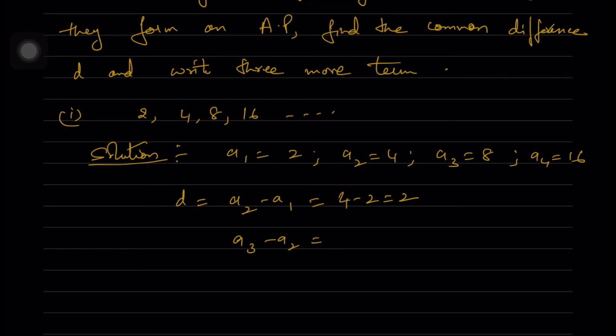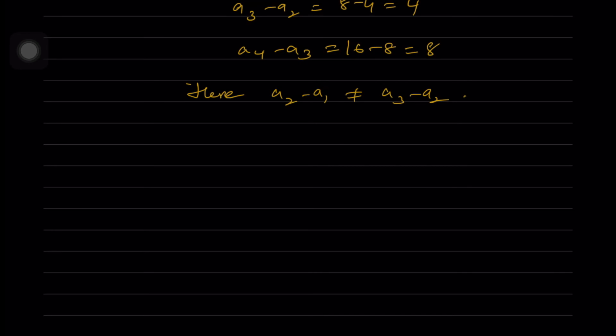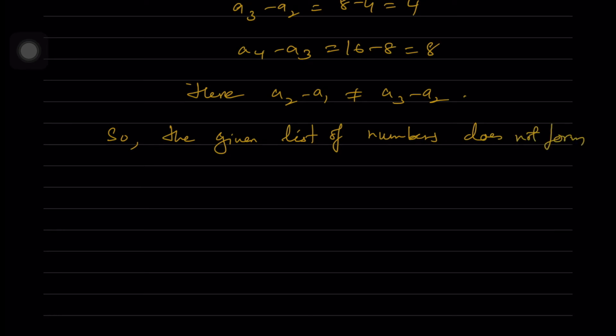So a2 minus a1 is equal to 4 minus 2, which is 2. Then a3 minus a2 is equal to 8 minus 4, which is equal to 4. But here we are not getting the same number. a4 minus a3 is equal to 16 minus 8, which is equal to 8. Hence a2 minus a1 is not equal to a3 minus a2. So the given list of numbers does not form an AP.